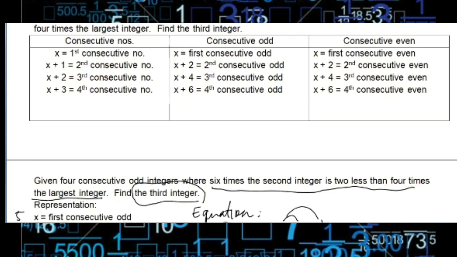Eh, what if, ma'am, ang tanong, consecutive multiple of 5? Lagi ka pa rin mag-start sa x. Tapos yung kasunod, x plus 5. Yung kasunod, x plus 10, x plus 15, x plus 20. And what if, ma'am, consecutive multiple of 3? So, dapat, ang representation mo, yung una x, o di ba 3 yung pagitan? So, x plus 3, x plus 6, x plus 9, x plus 12, x plus 15. So, ganun ang representation lagi.